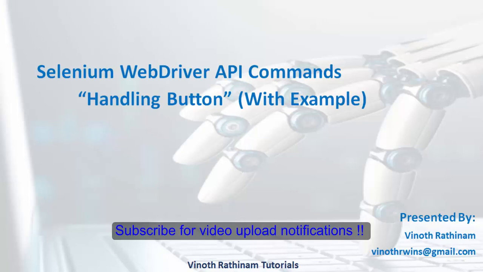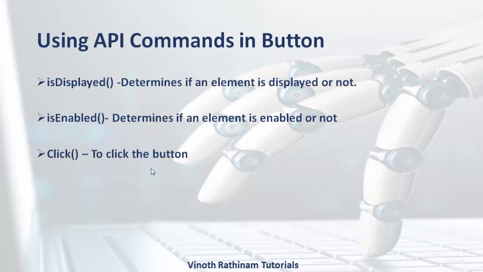API commands in the button. You can see the most used three methods which we use in the button: whether the button is displayed or not, whether the button is enabled or not, and to perform the click operation. It is similar to the previous video on how we handle the web edit. Handling a button is very easy when compared to an edit box.